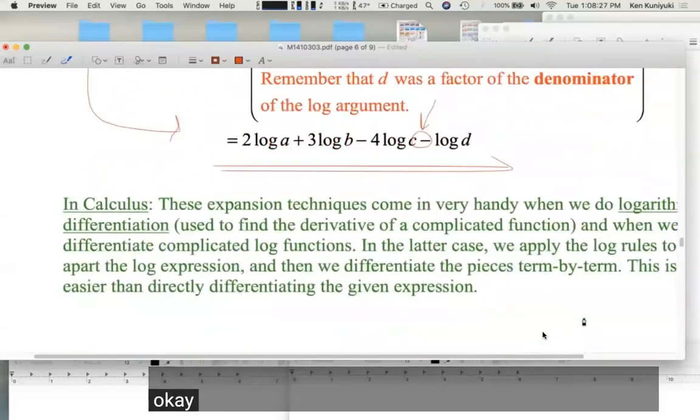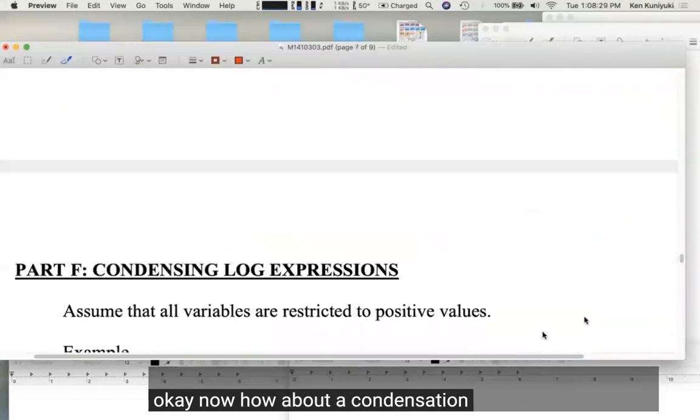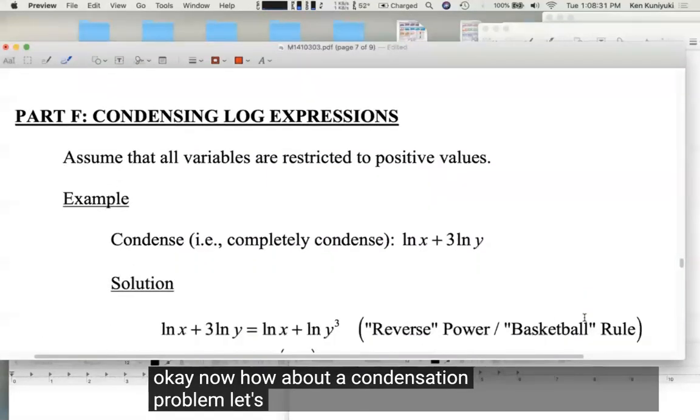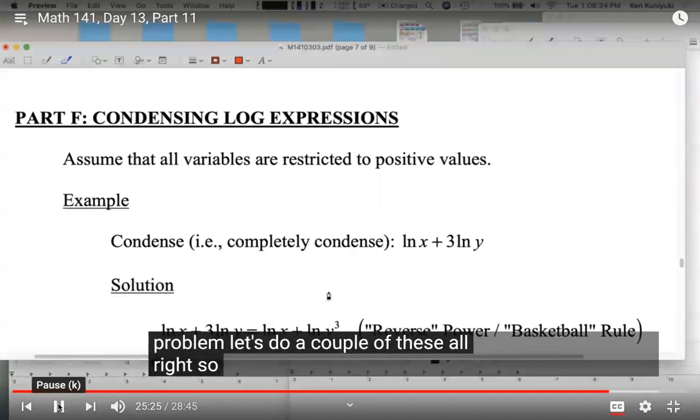Okay. Now how about a condensation problem? Let's do a couple of these. Before I go on, are there any questions? Applying the product, quotient and power rules, and keep those grouping symbols in mind, or know the shortcuts very well. Any questions? We're in the last phase here, okay? We have about 3 minutes left.